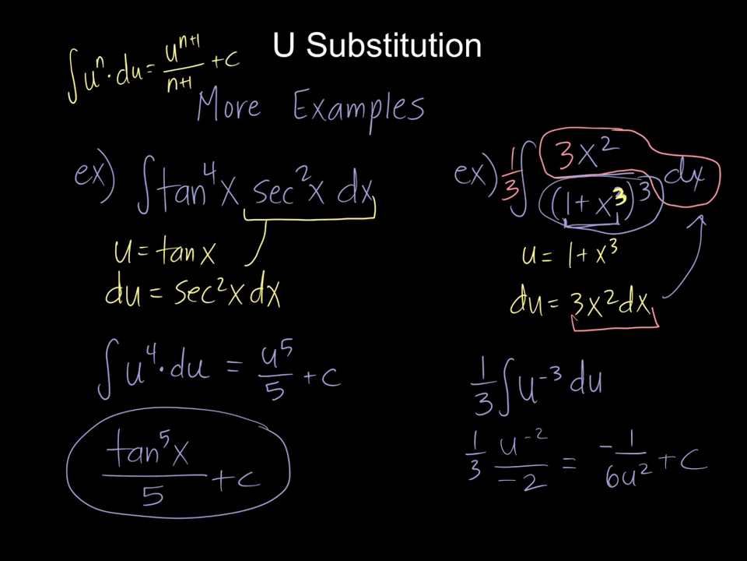And now I can put u back in place. I get negative 1 over 6 times u, which is 1 plus x cubed, squared plus c. All right, so that's going to do it for this intro to U substitution.